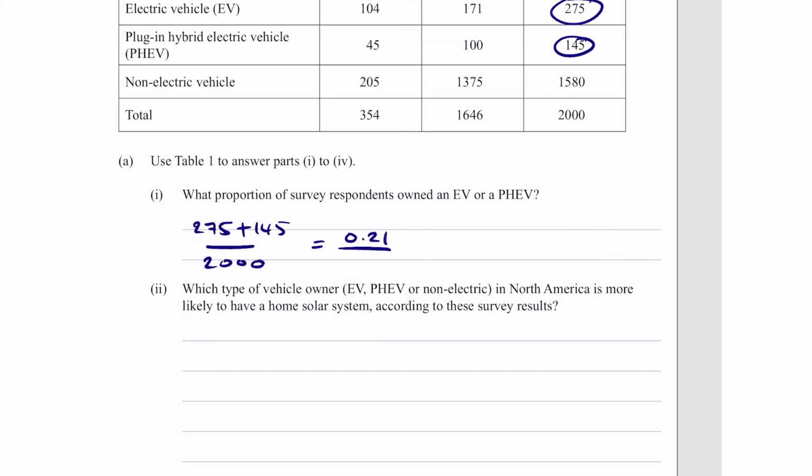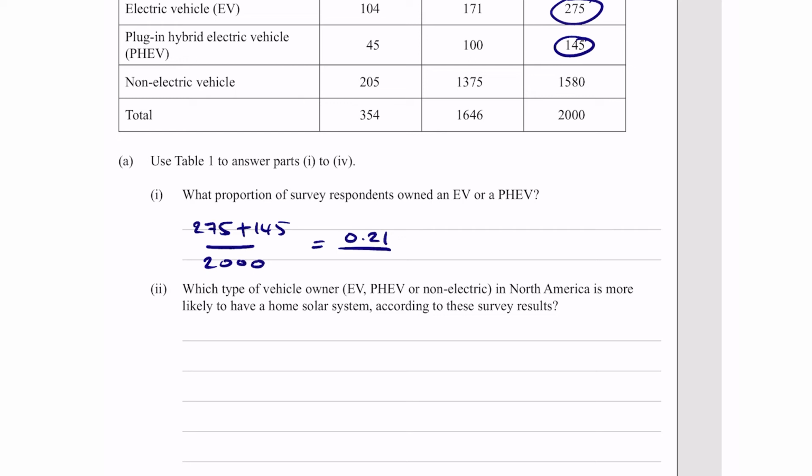Part I, which type of vehicle owner in North America is more likely to have a home solar system according to these survey results? So there's a few different ways that you can think about this. I'm going to say, in this instance, let's think of it as a conditional probability, even though it doesn't really have a conditional keyword. So what I mean by that, essentially, we want to know if they have a home solar system. Given that this is the table, we want to use our conditional probability techniques, right?